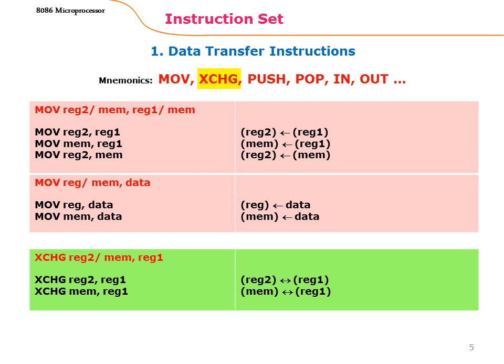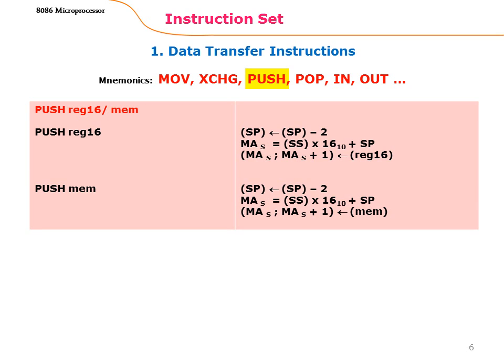Exchange. Exchange is another data transfer instruction which can be used to exchange the data between source operand and destination operand. If the source is a register, the destination has two possibilities, register and a memory. The next instruction is push.